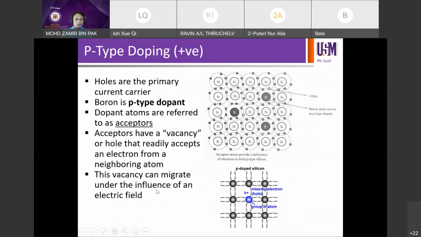Okay. So what is p-type doping and what is n-type doping? P-type doping is called positively charged doping. So the goal is to add more boron into the silicon lattice to make it more positively charged. So holes are the primary carrier.